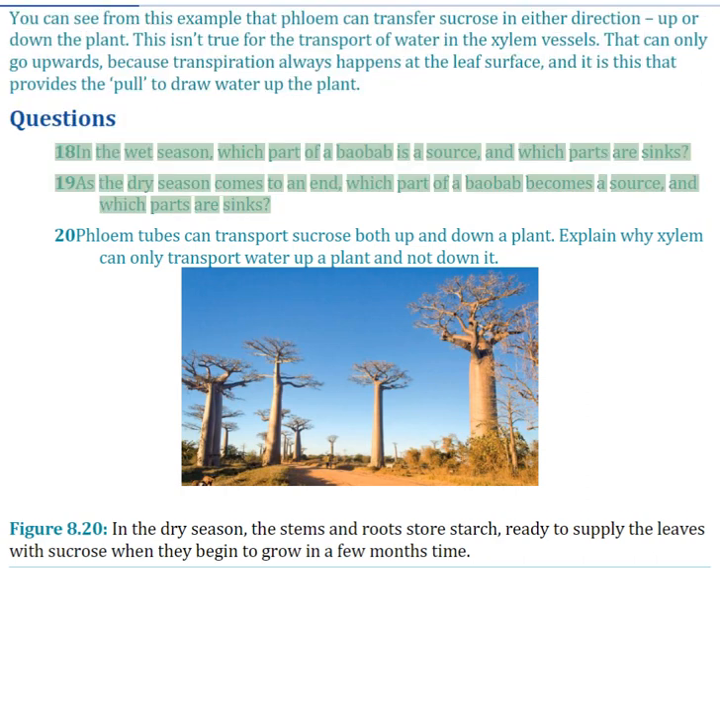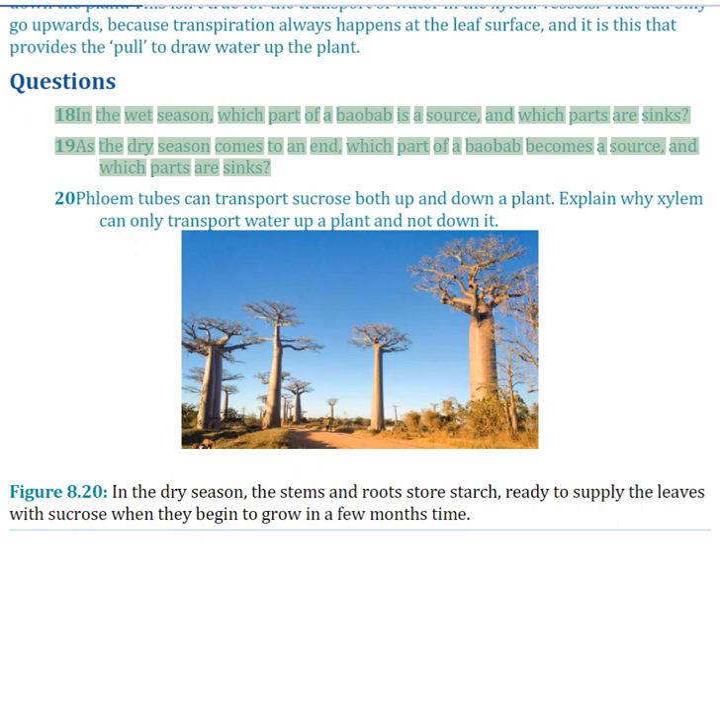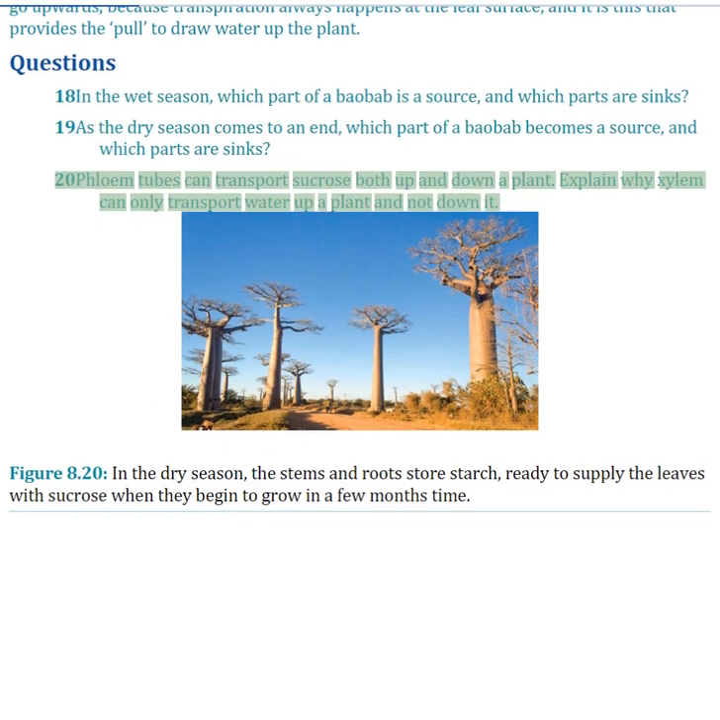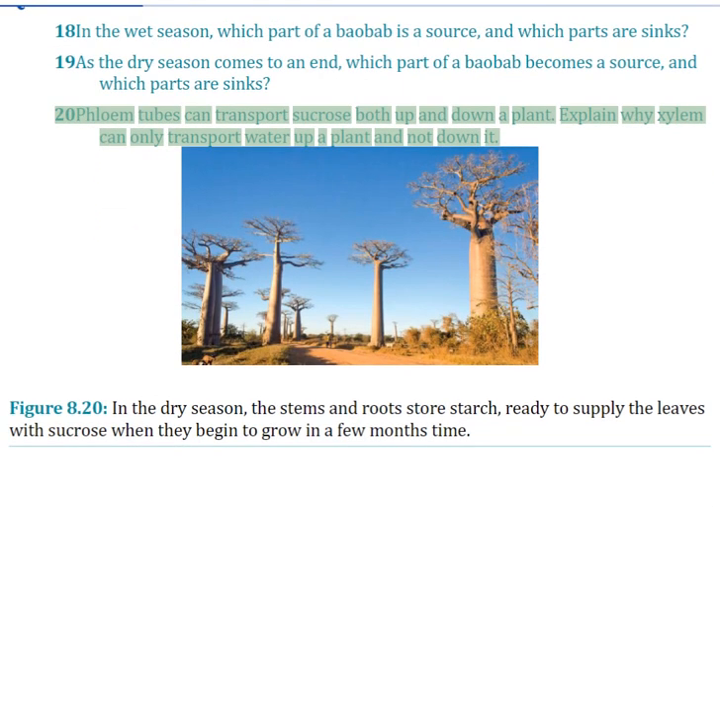Questions. 18. In the wet season, which part of a baobab is a source, and which parts are sinks? 19. As the dry season comes to an end, which part of a baobab becomes a source, and which parts are sinks? 20. Phloem tubes can transport sucrose both up and down a plant. Explain why xylem can only transport water up a plant and not down it.